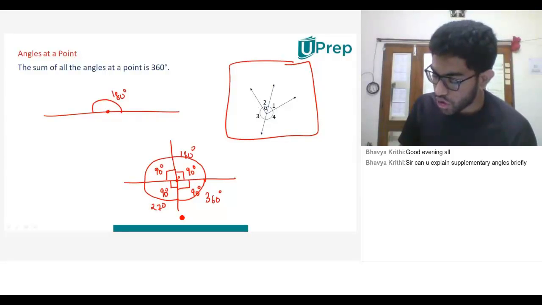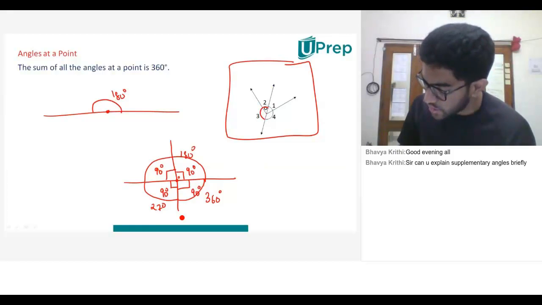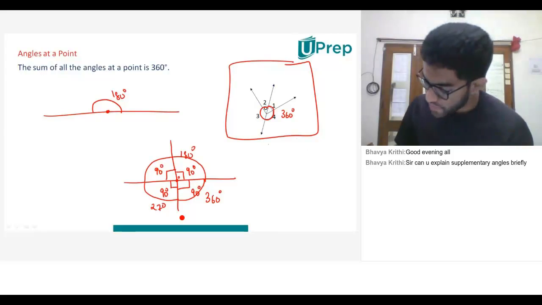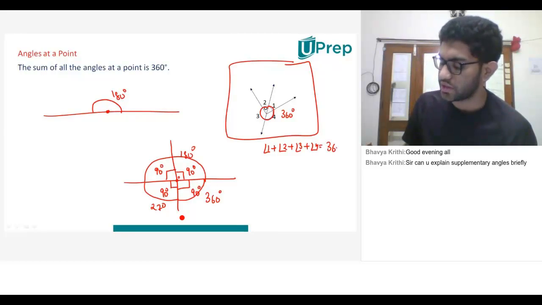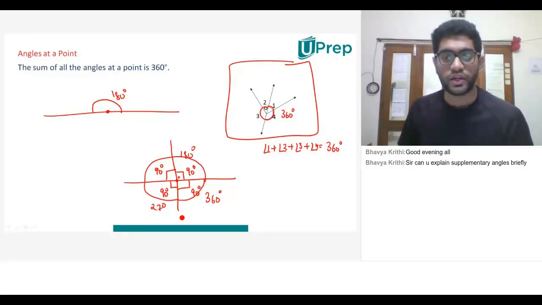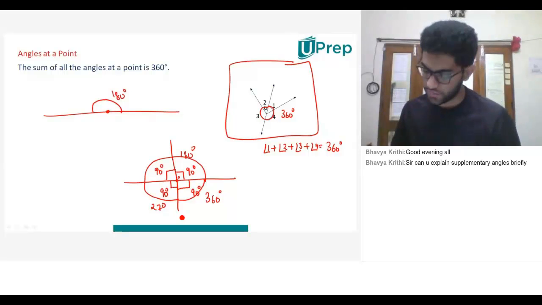That because all the angles at the central point are forming a circle, and the angle of the entire circle is always 360 degrees, right? You agree with me? So, what is angle 1 plus angle 2 plus angle 3 plus angle 4? 360 degrees. Is this clear? Now, what else can we derive from this particular diagram that we have in front of us?